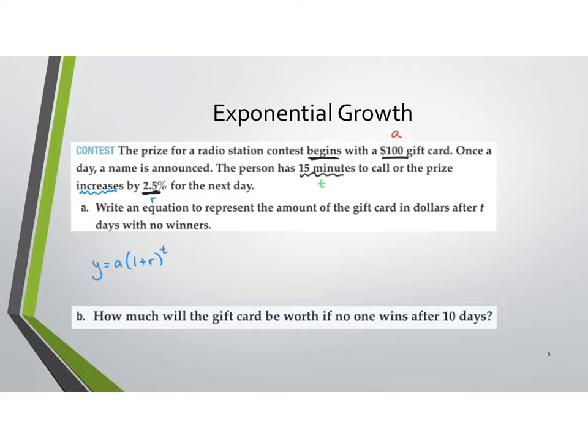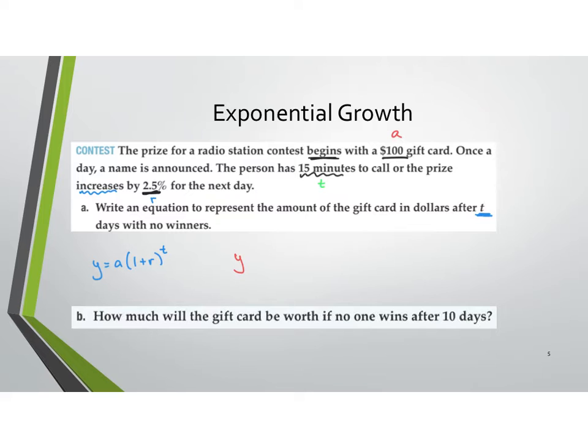Now, our question asks us to first write an equation to represent the amount of the gift card in dollars after T days with no winner. T days means that it doesn't want you to solve the equation, it just wants you to write it using the information given to you in the problem. So here we go. I've already labeled everything, so this will be easy. You just got to plug everything in.